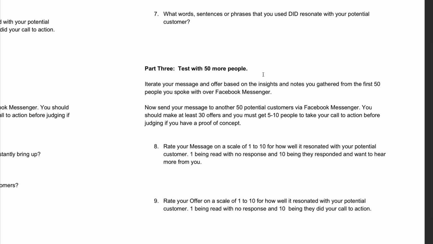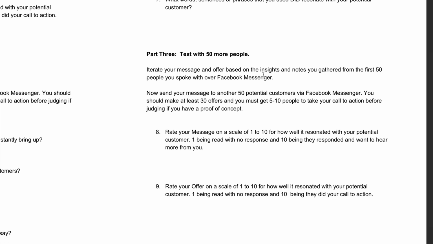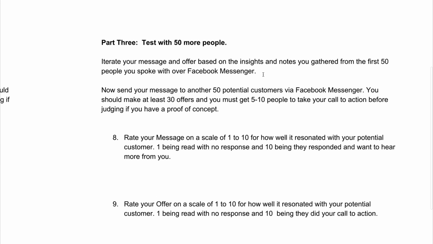You're going to address the stories up front before they're actually saying it, because you're starting to speak their language. You're going to iterate your message and offer to speak more like how they speak, really getting in their mind and understanding who they are, because you've already spoken with 50 people. Now the next 50 people are going to resonate a lot better, because you're going to know exactly how to address a lot of these objections and a lot of things that they say.